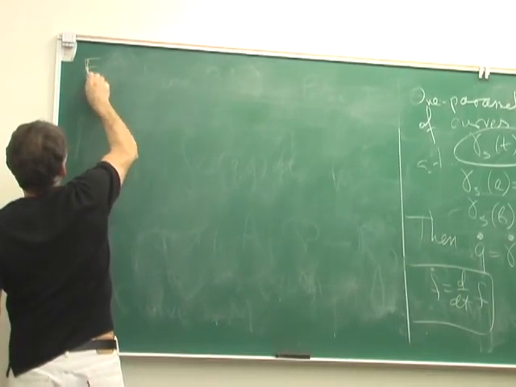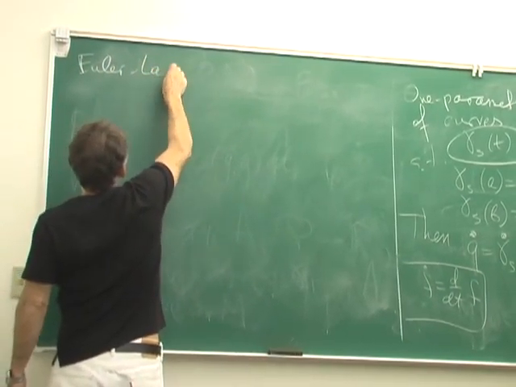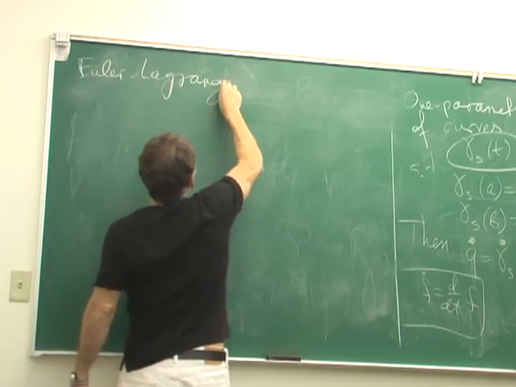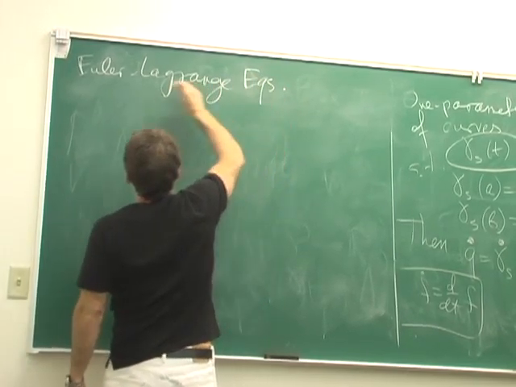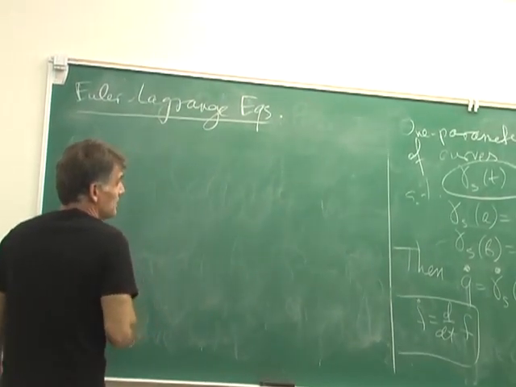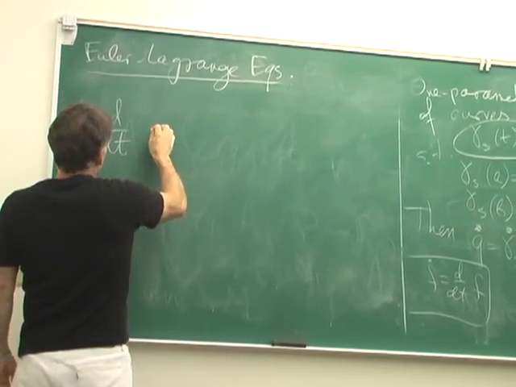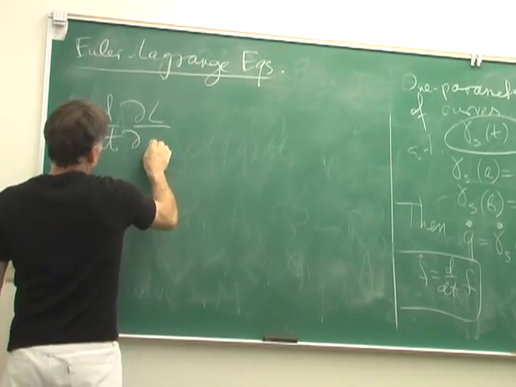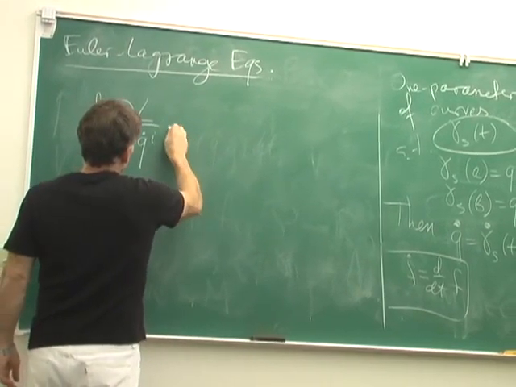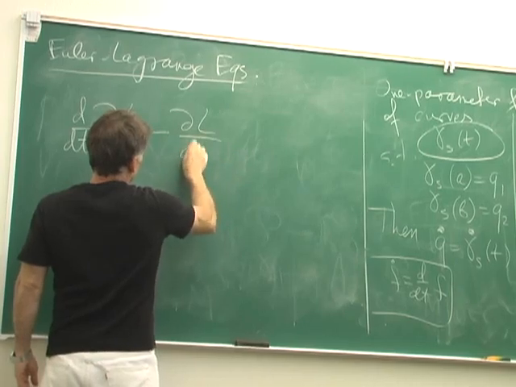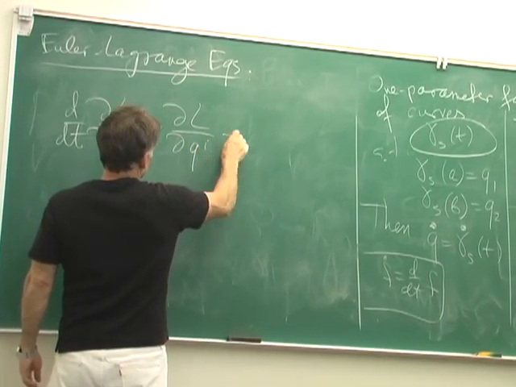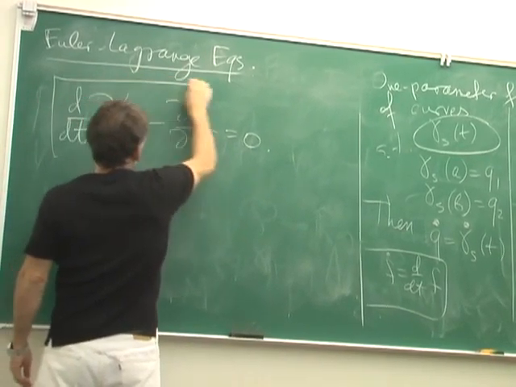These are called Euler-Lagrange equations. So let me write it this way. It's d by dt of dL by dq dot i, minus dL by dq i, is equal to 0.